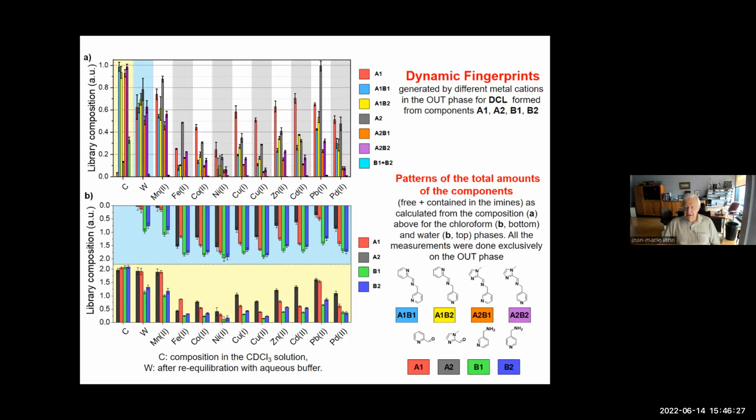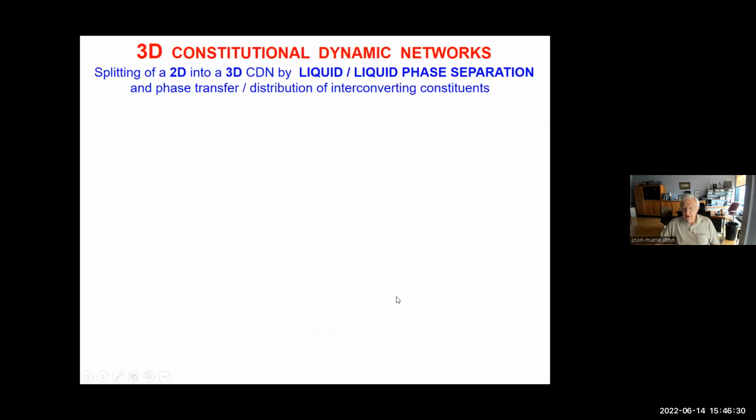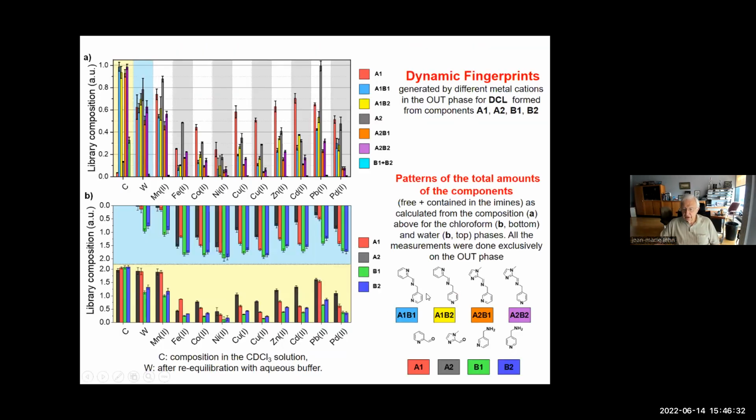The result here seen is the following. We have at the beginning distributed all of these components and constituents. There are 4 constituents and there are 4 components. They are distributed between the 2 phases. Here we have chloroform, so the water layer is on top, the chloroform layer is on bottom. And what you see, in absence of any addition, you have more or less statistical distribution on the right.